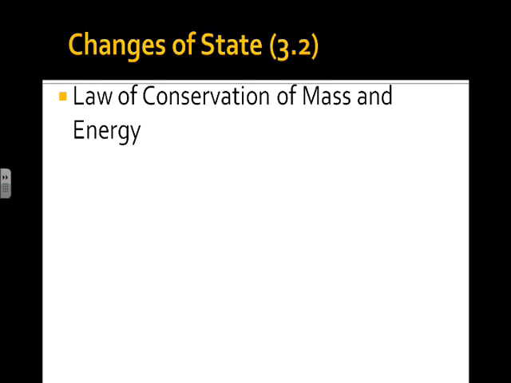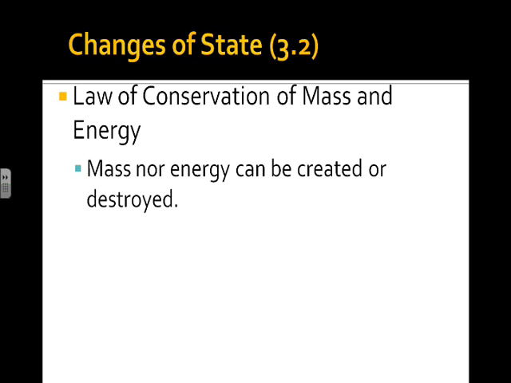One important thing we need to remember is the law of conservation of mass and energy. And anytime we mention law of conservation, that just means it's conserved. It means that it can't be created or destroyed. So mass can't ever be created or destroyed. Energy can't be created or destroyed. So when you're going through these changes of state, you're not losing mass, you're not losing energy, it's just changing to different forms.